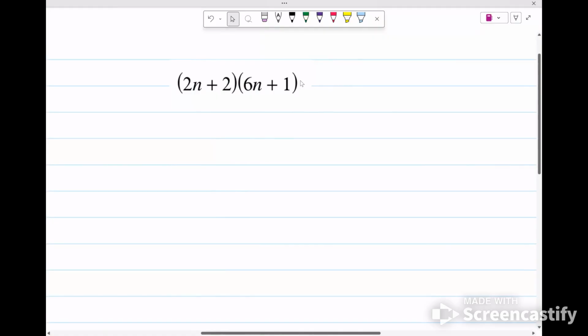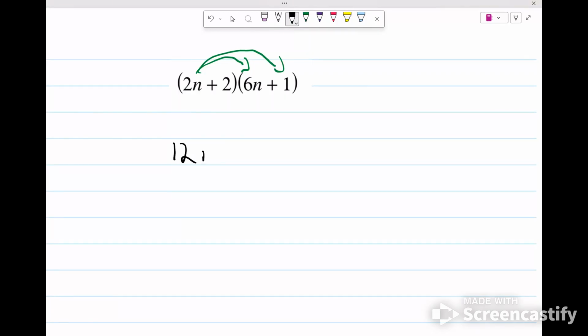If we use the FOIL method, we could do 2n times 6n, and then 2n times 1. So 2n times 6n will give us, 2 times 6 will give us 12. N times n will give us n squared. And then we have 2n times 1, which will give us 2n. We do the same thing with the second part, so we're using 2 right here to multiply 6n again, and 1, to make sure we're multiplying every single term. So 2 times 6n will give us 12n, and 2 times 1 will give us 2.